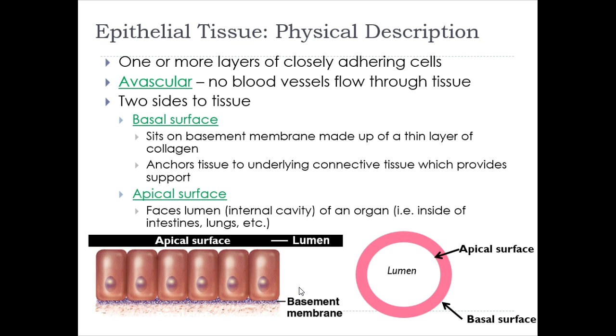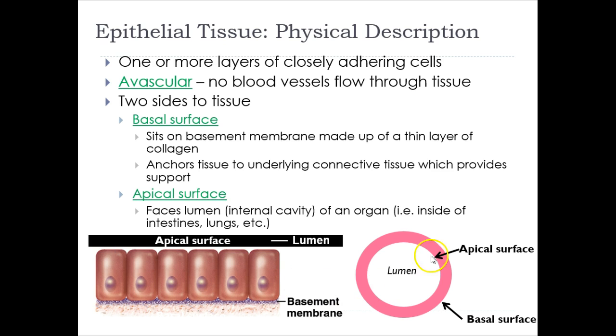There are two surfaces when you look at one of these. There's going to be the basal surface. The basal surface sits on the basement membrane and is made up of a thin, sort of collagen layer that attaches to these sites. It helps anchor the tissue and provides some support. And then the apical surface, which is the outer layer, faces outside of the organ, whatever it is, and that's the area that's going to do the job. So this area will get the nutrients, and this area will either secrete things or do whatever it needs to do.